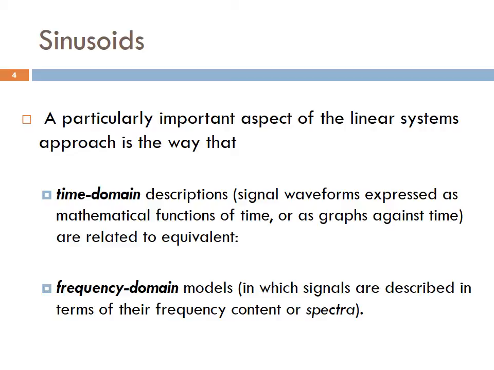Basically, a signal could be represented in the time domain as graphs against time, or in the frequency domain, in which signals are described in terms of their frequency content or spectra. So this is the key issue that we should understand in this part: how we can represent the spectrum of the signal and what it means.